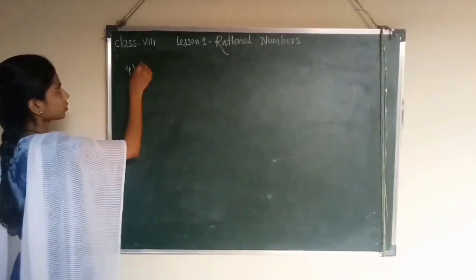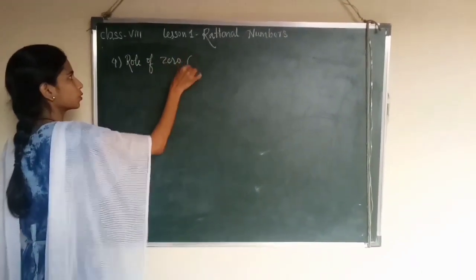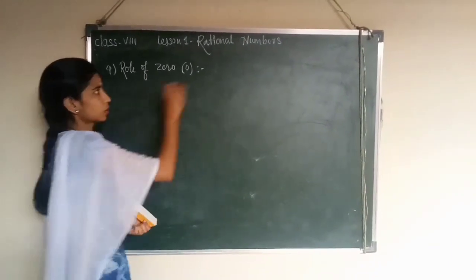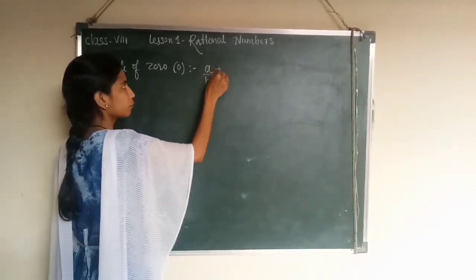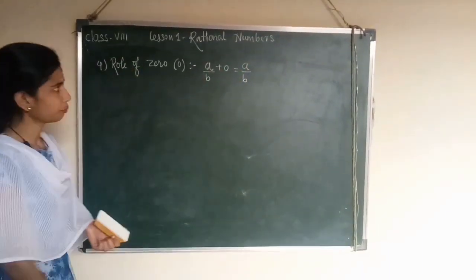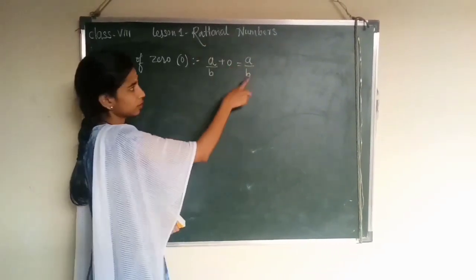Fourth one, role of 0. What is the role of 0? For any rational number a by b, if you add 0, what will you get? You will get the number itself. Means, if you add 0 to any rational number, you will get the number itself.